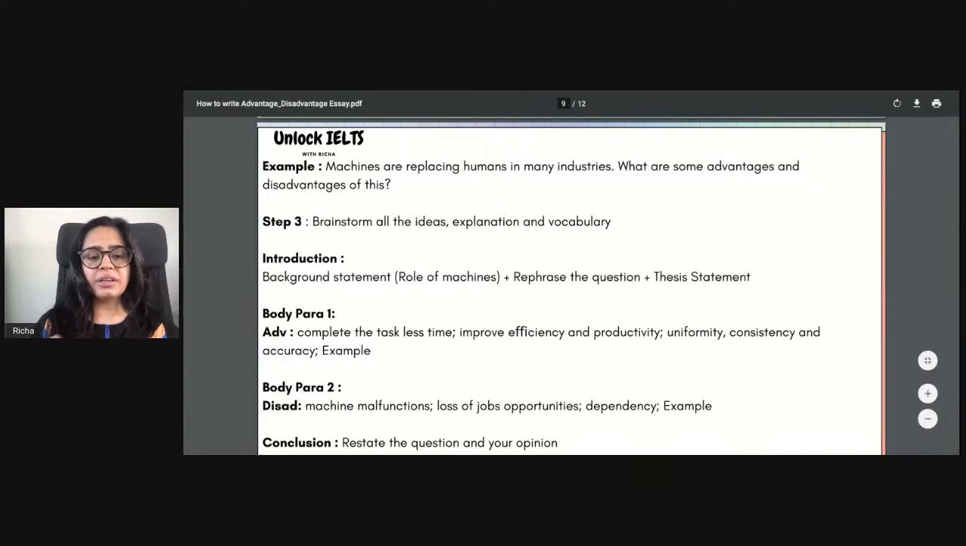And if you are lacking the ideas, or you couldn't think of anything, then always start with the second statement, which is the rephrasing of the question in different words, keeping the meaning intact. And lastly is your thesis statement.